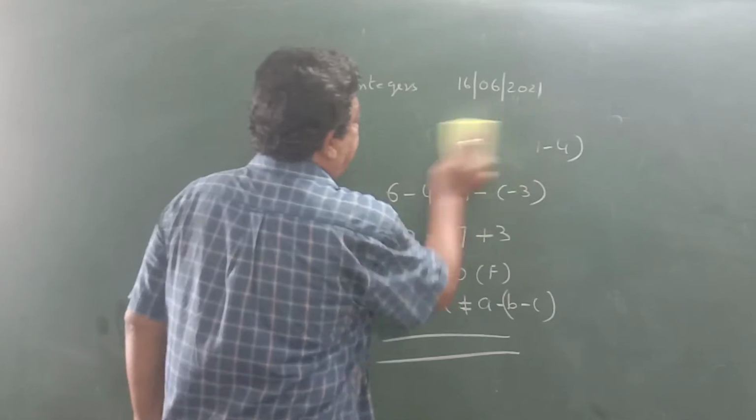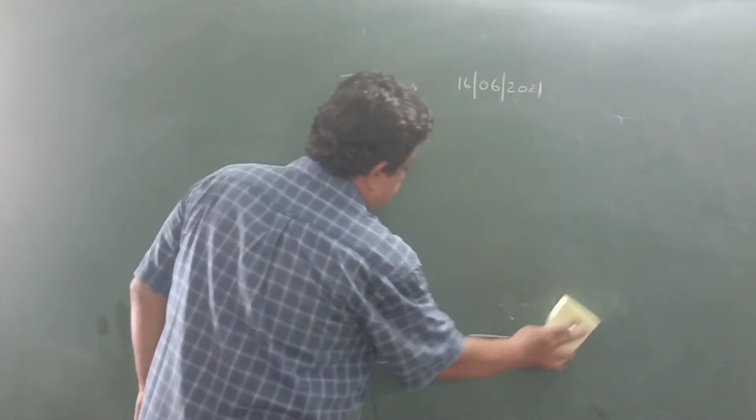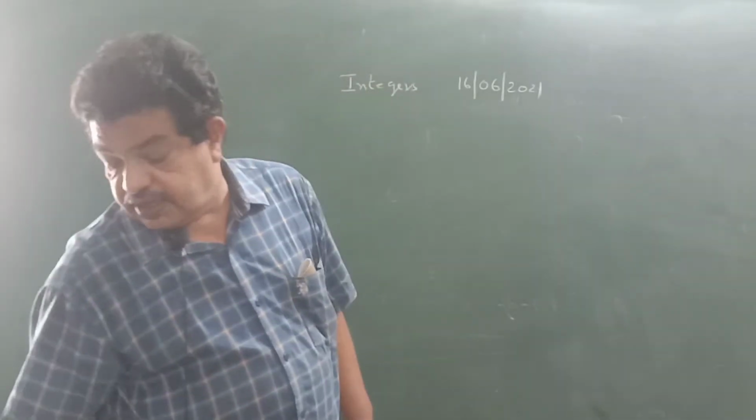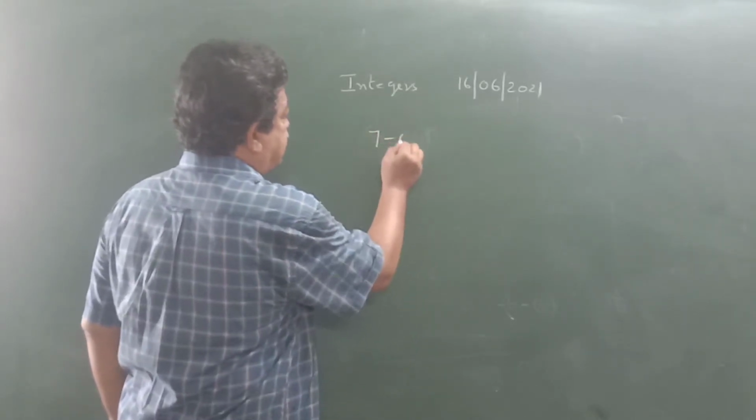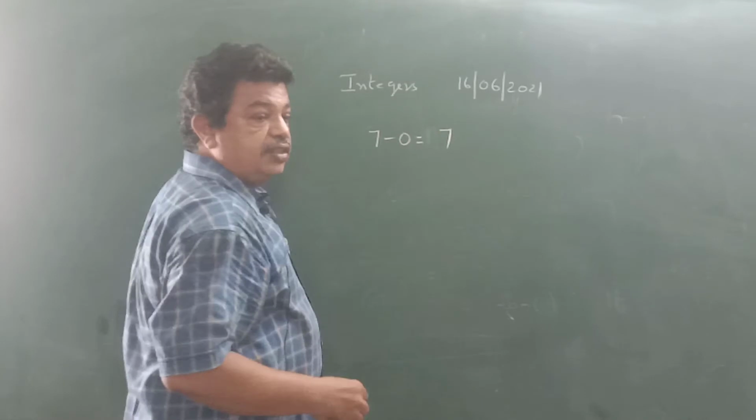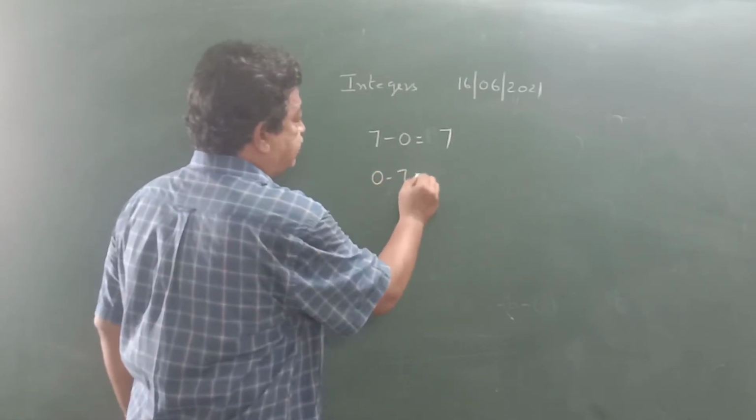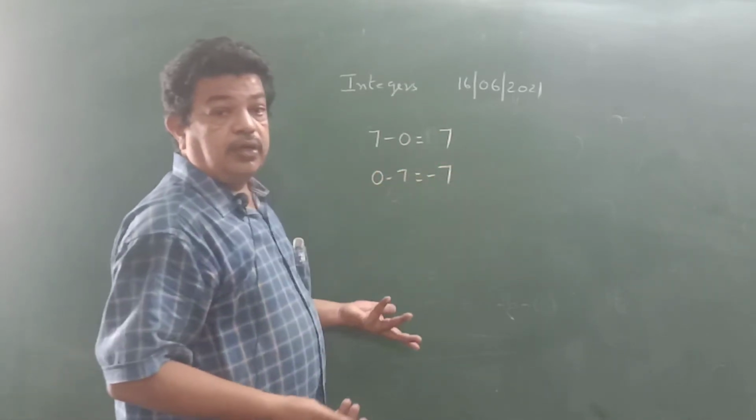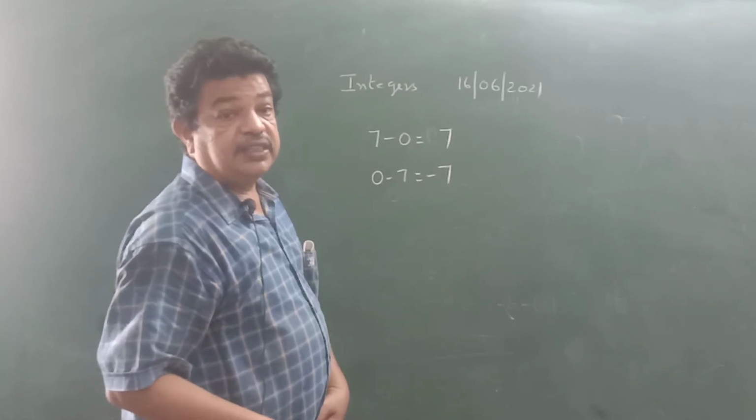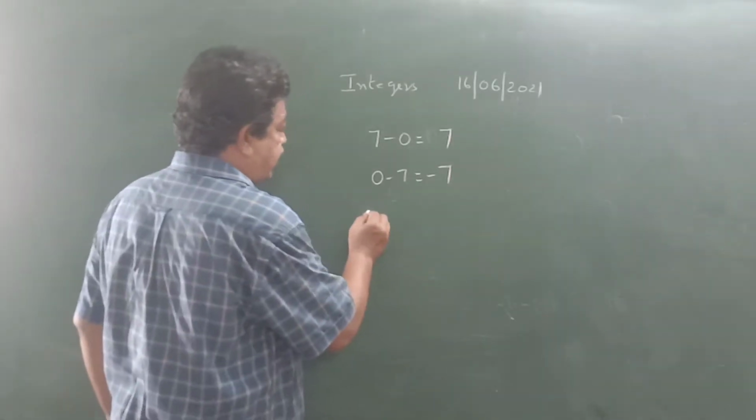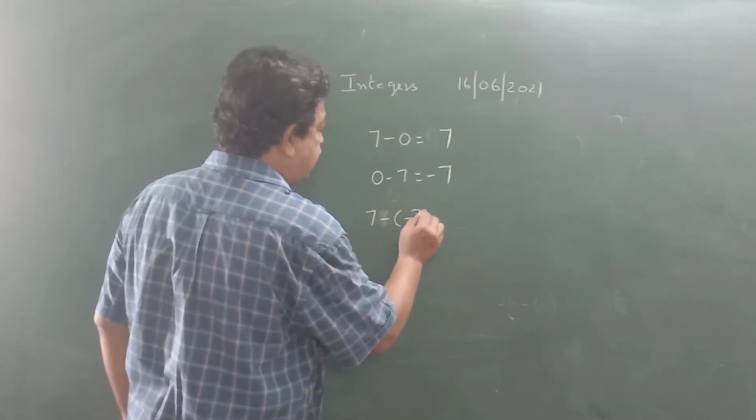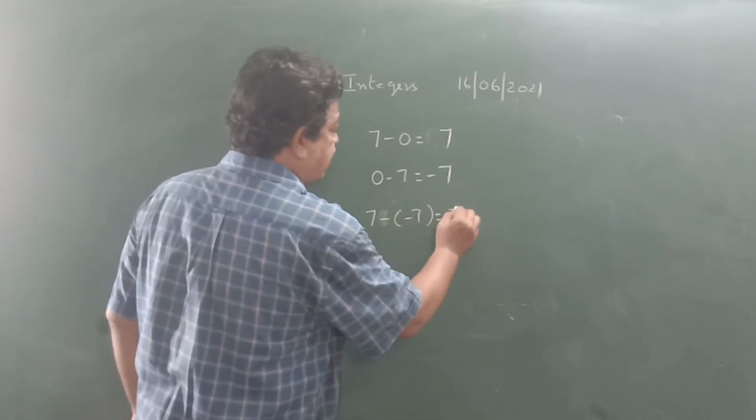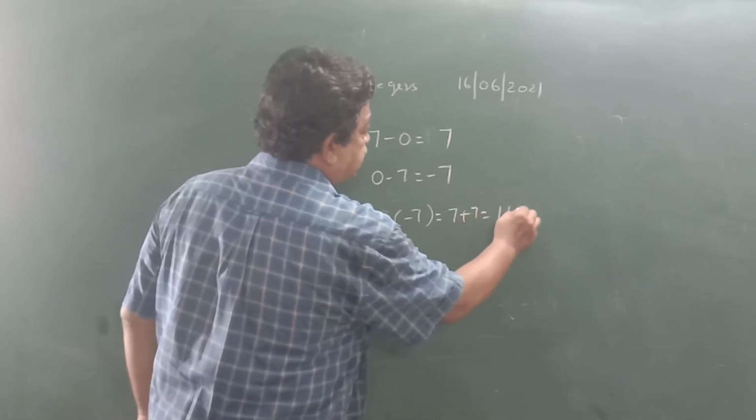Similarly, we can verify identity and inverse properties are also not present in integers under subtraction. Say for example, 7 minus 0, how much it is? 7. What is 0 minus 7? Minus 7. So, there is no identity property for integers under subtraction. Similarly, 7 minus 7 equal to 7 plus 7, the result equal to how much?